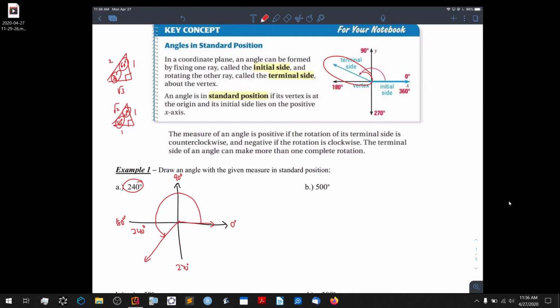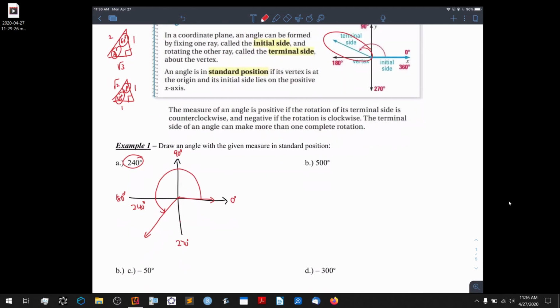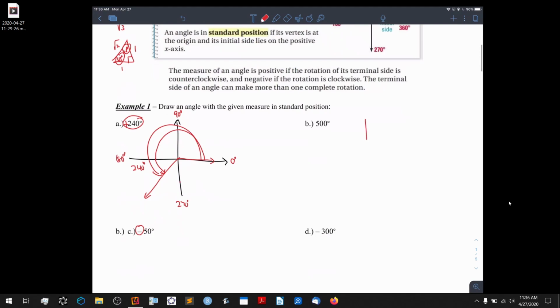All right, so then 500 degrees, that's a bit of a different situation. Notice we went counterclockwise to here because we want a positive angle. Negative would go clockwise. So 500 degrees, I'm going to go a little bit faster here. 0 degrees is here, 90 degrees is here, 180 degrees is here, 270 degrees is there, 360 is here.